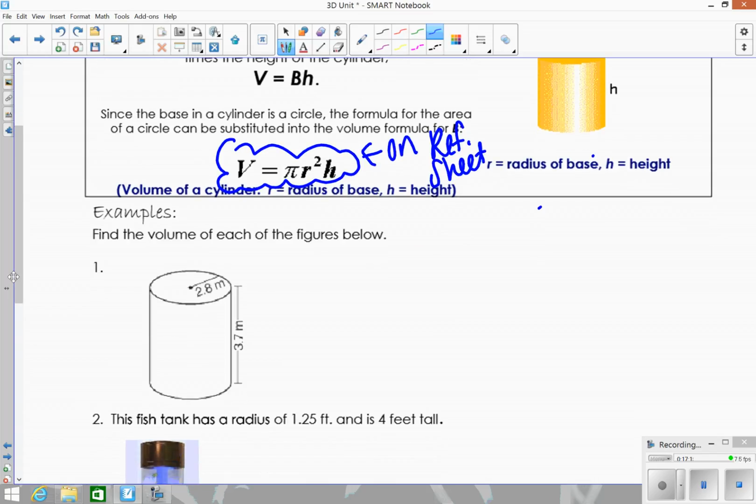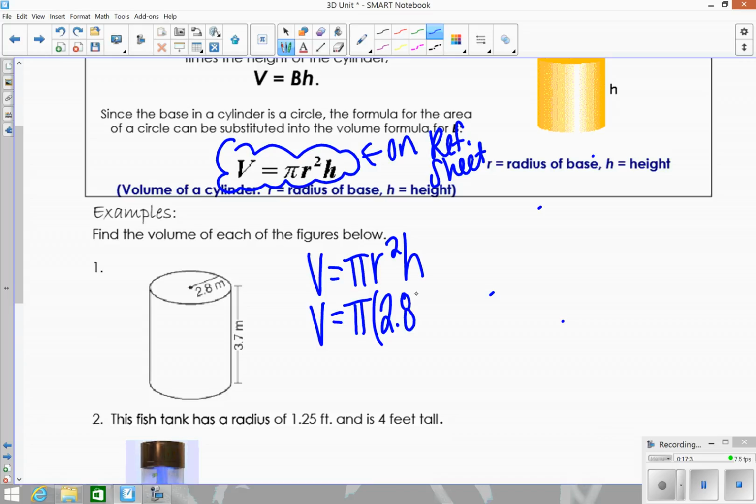So for this first example, find the volume of each of the figures. For the first one, it's a cylinder, so the formula is going to be pi r squared times the height. So we just plug in. So it'll be pi times the radius, which is 2.8, squared times the height, which is 3.7. Remember, the height is always going to be that distance between the two circular bases. And then you can just plug that all in your calculator, and I'm just going to round it to 2 decimal places.